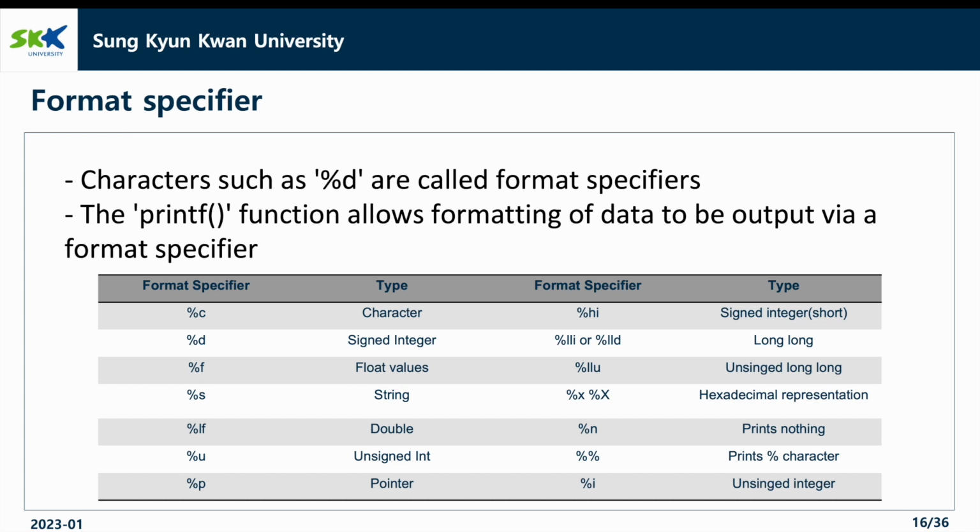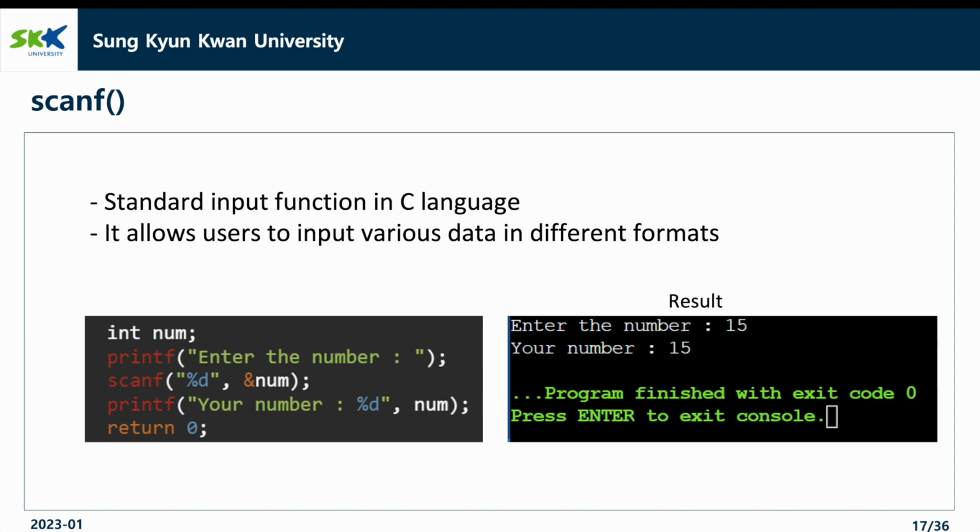These are the typical format specifiers used in C. So you must select the format specifier to match the type of data you want to represent. Scanf is a standard input function in C language. It allows the user to input variable data in different formats.